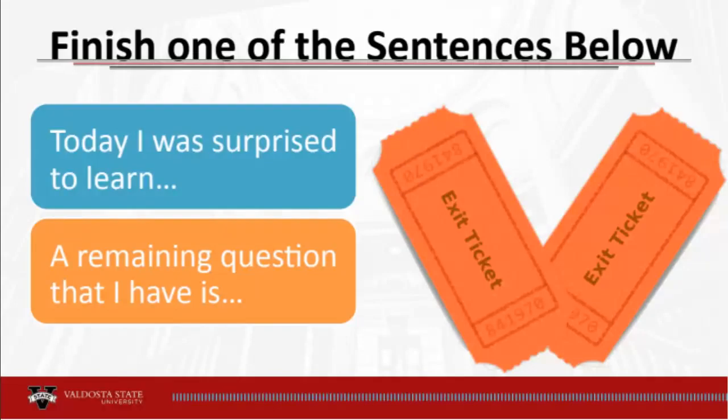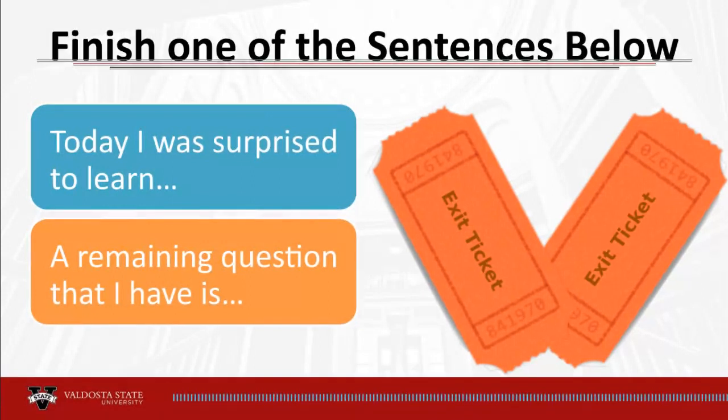So what I want to do is an exit ticket. An exit ticket activity allows you to, in the chat, answer one of the following questions, or both if you want, or complete the following sentence: Today I was surprised to learn something. You can decide what that something is. Or, a remaining question that I have is, and you can leave something that you still want to know more about gradebook setups.